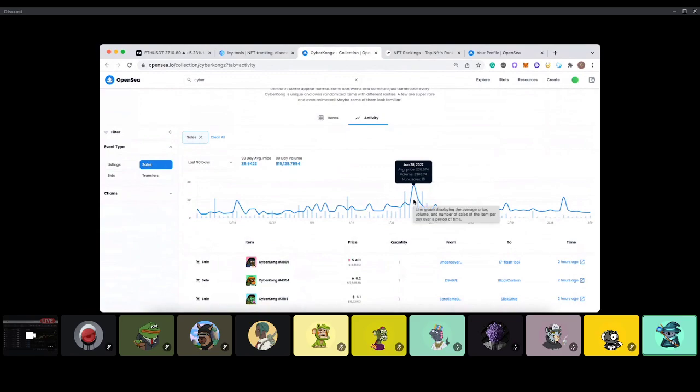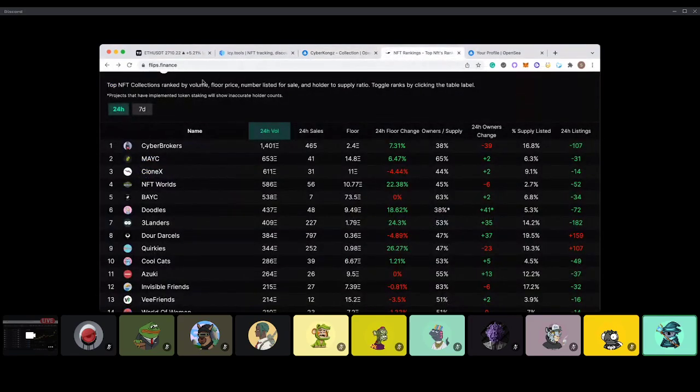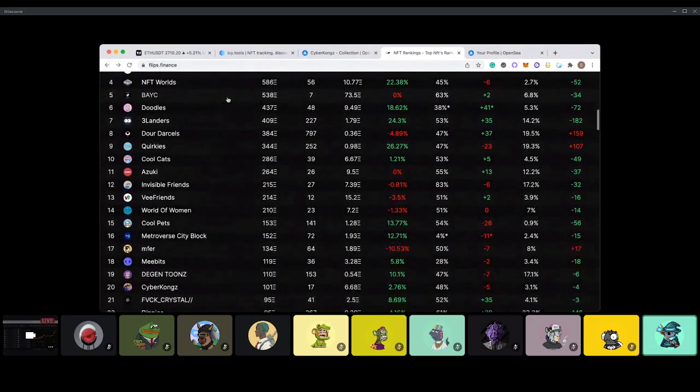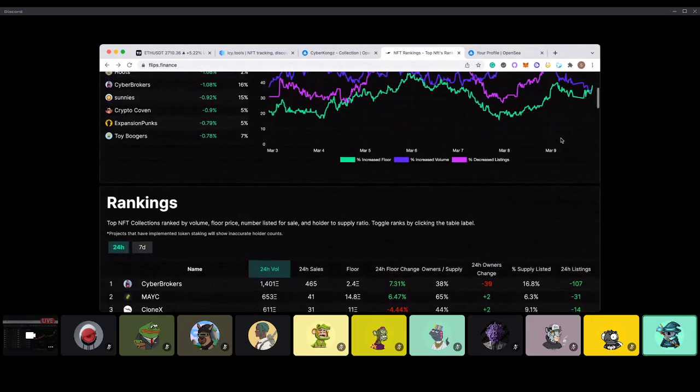See, the average on January 28th says 36. If you don't know about the Genesis Kong and the Baby Kongs, you will think that the floor reached 36. It didn't. The floor never went above 15 ETH. But on that day, one Genesis Kong sold and messed up the floor average. This is why you use something like flaps.finance, because you will see the actual floor.